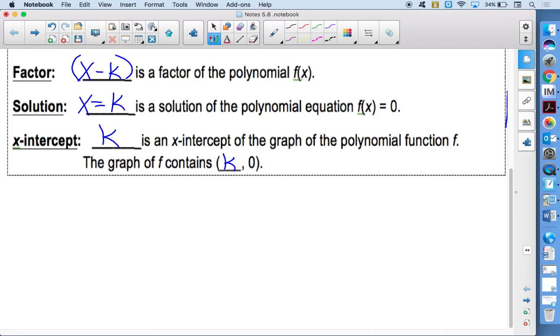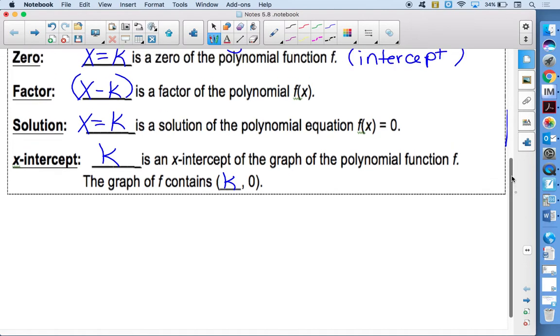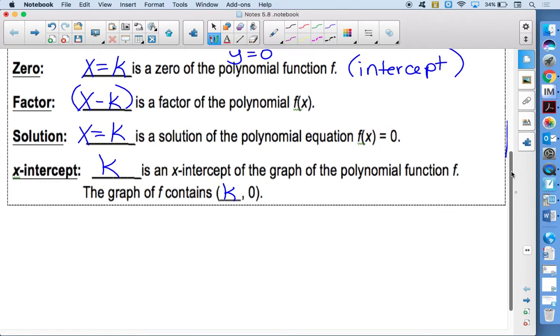So when you solve for an x-intercept, you're really finding the solution, you're finding the factor, you're finding the zero. The difference with an x-intercept is that I'm then correlating it to the graph. But all of these mean the exact same thing. It just depends on the term that we're looking at. Any questions on that? So a factor is 0, is an x-intercept, is a solution. It just depends on the word that the problem's asking for.